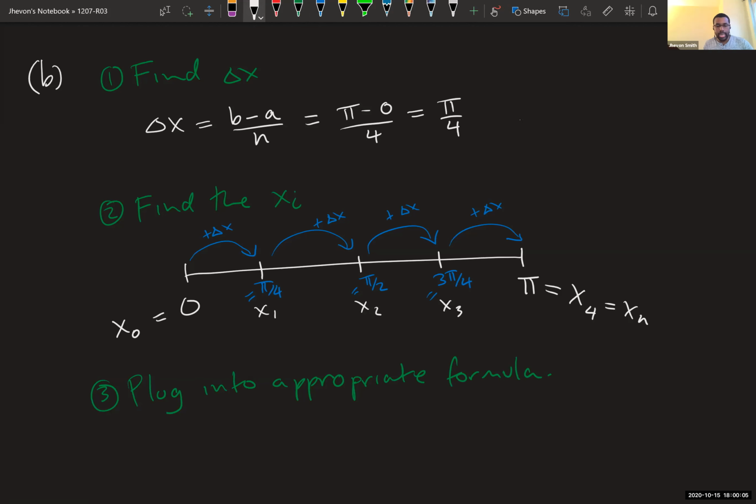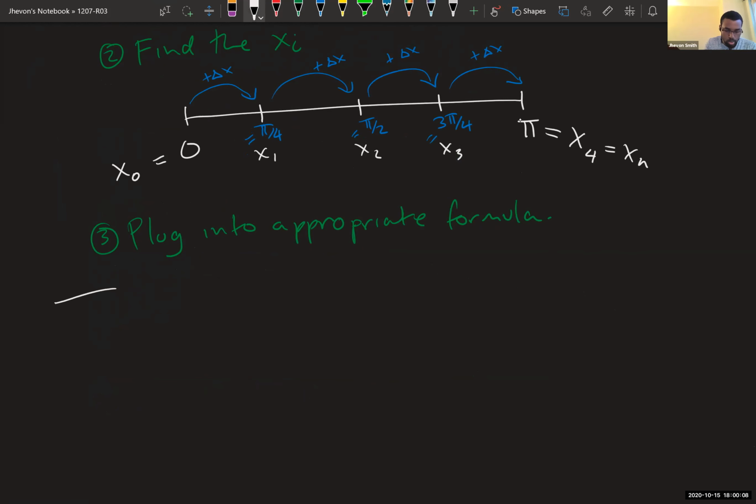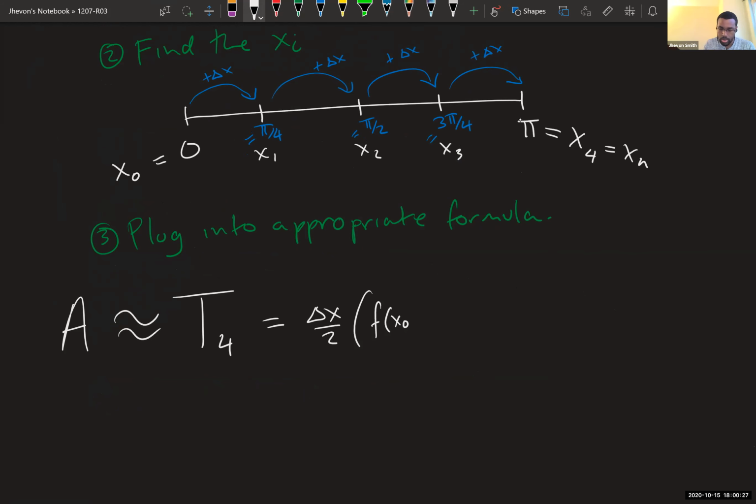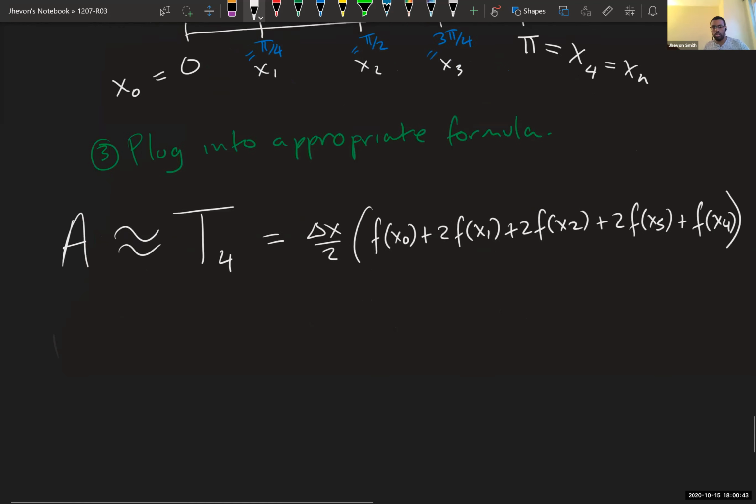Formula. So in this case, I want to estimate it with the trapezoid rule on four rectangles. Right? So that's how we denote it. So the area that I care about, I'm going to approximate it with the trapezoid rule on four rectangles. What is that going to look like? Well, delta x over two times f of x zero plus two f of x one plus two f of x two plus two f of x three plus f of x four, right? By the formula that we had earlier and you have in your notes at this point.